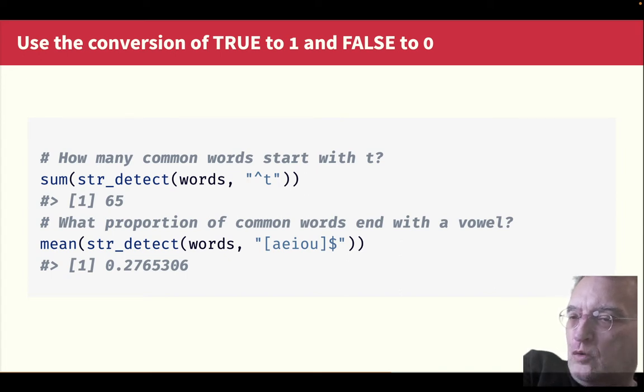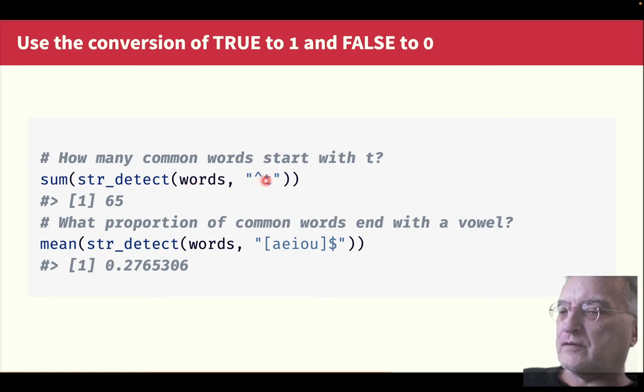True is stored as a 1 and false is stored as a 0, so in the words vector we can count the number of words that start with the letter T, and we can take the sum of that, and the sum of that is 65. There are 65 common words that start with T.